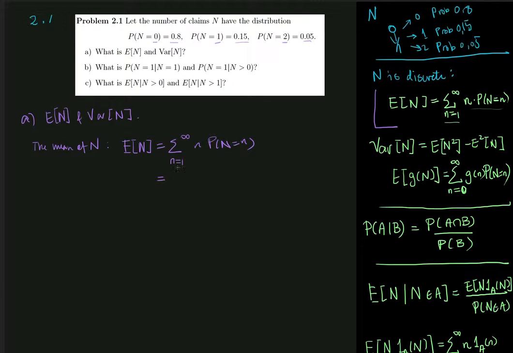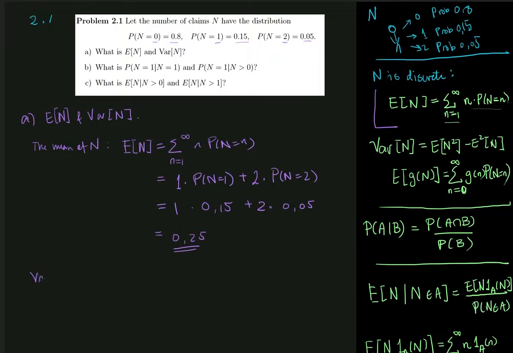So the only thing we're interested in here is for n equal 1, we multiply that by the possibility that n is 1, and then we add the value 2 multiplied by the possibility that n is equal to 2. And that is equal to 1 multiplied by 0.15 plus 2 multiplied by 0.05, where these numbers come from up here. So this is equal to 0.25. So the mean value of n is given by 0.25.